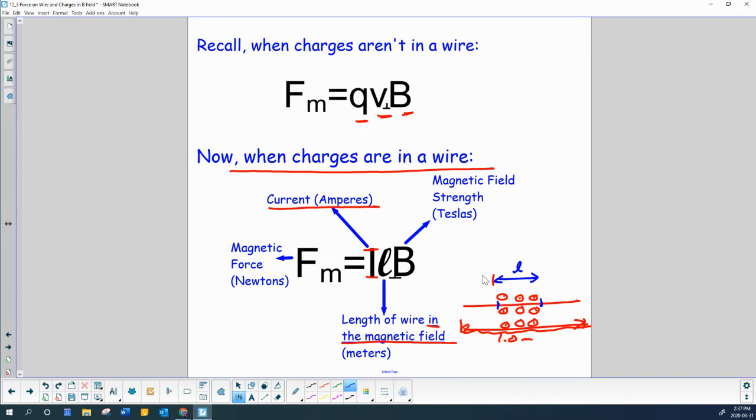And finally, makes sense. We can put this current through. The more current that goes, the more force we get. The more length of wire we have in here, the more force we'll get on the wire. And finally, everything still depends on the magnetic field that you're in. So the magnetic field strength in Tesla plays a role in the overall magnetic force on the wire.